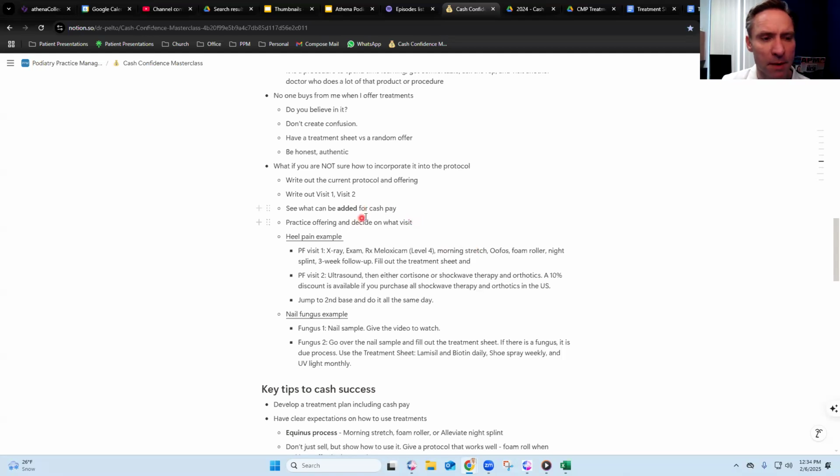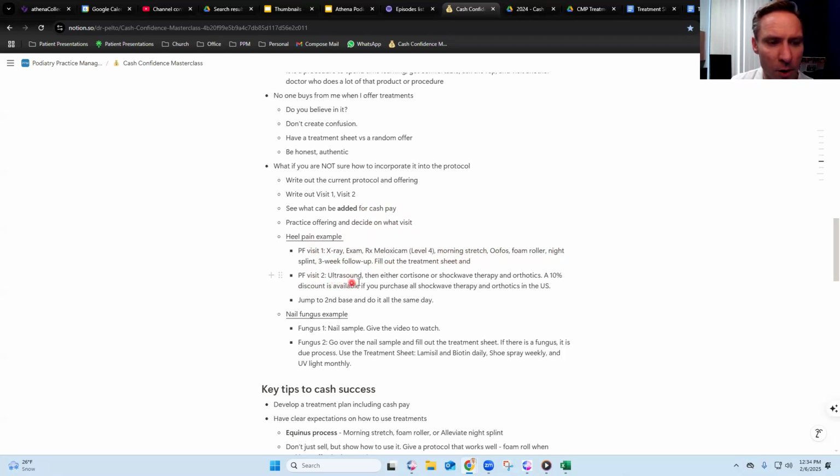And then see what can be added for cash pay. Look at what other people are doing, what you feel confident in doing, and then practice offering and decide. I went over this before, the heel pain. Visit one: X-rays, exam, meloxicam, which moves it to a level 4 because of medication management, a stretch, UFOs, foam roller, night splint, 3-week follow-up, and I fill out the treatment sheet.